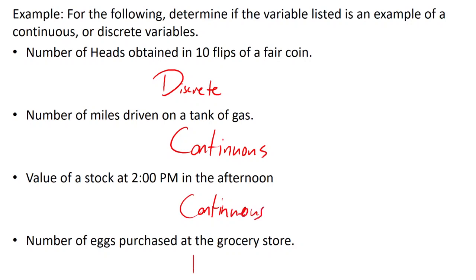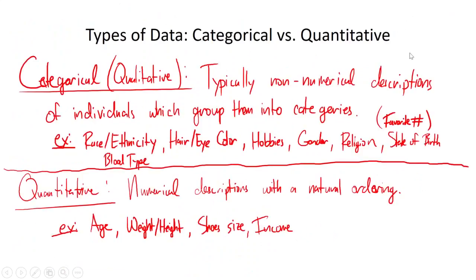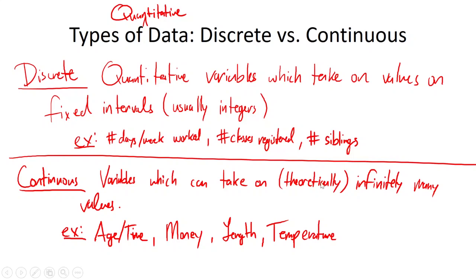Yeah, I'd probably consider that discrete because you're probably going to buy a whole number value of eggs. So you get the point. All right? Cool. So data is split two ways. It's split between categorical and quantitative. That's an important distinction. And then within quantitative, we split between discrete and continuous.